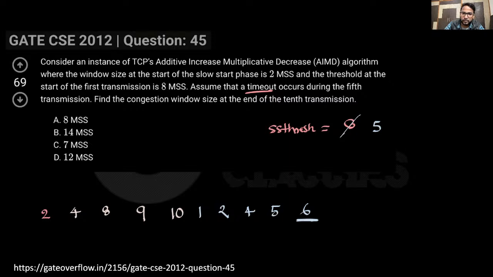So 6 is not in the options, right? See, this is the end of the first transmission. This is the end of the second transmission. Okay, end of the transmission means what? Whenever you're sending something, this is the start of the transmission, and by end they mean this. We call this one transmission. Okay, this is one transmission. Whenever we say that this has been received successfully, we say this is one transmission.